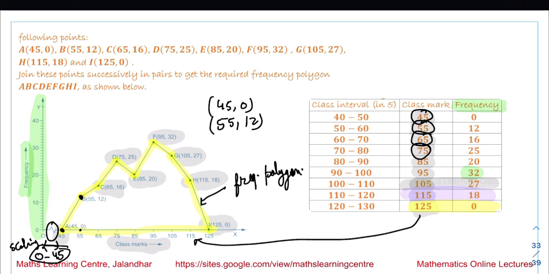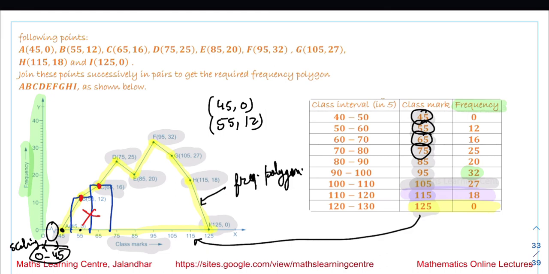So we have not drawn the histogram over here, we have directly drawn the frequency polygon. If the histogram is being asked, then what we have to do is draw the rectangles, this is 40 to 50, like this. Then it is 50 to 60, we will get the next rectangle like this, and these points will be the midpoints over here. But we do not need to draw the histogram. We are directly drawing the frequency polygon as it is asked in the question.